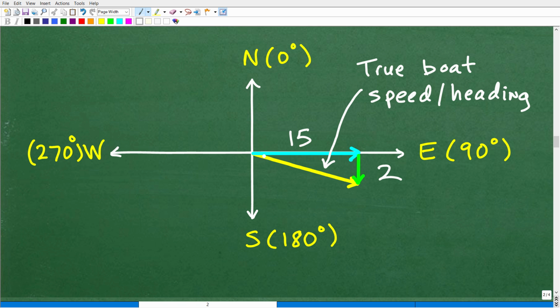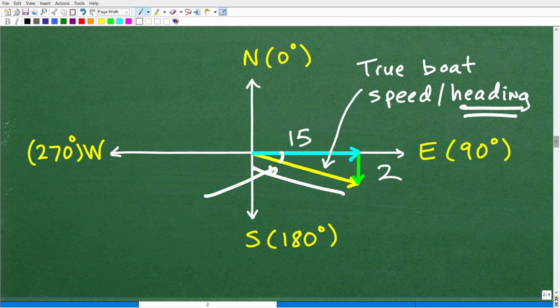So here is our boat, 15 knots. Here's the current, 2 knots. Notice again that the vector is starting at the tip of the first, and then we connect the beginning of the first arrow to the tip of the second. This problem comes down to needing to find this angle right there and the length of this side of the triangle. That will be the boat's true speed and heading, or direction. This word heading means the direction of the boat.